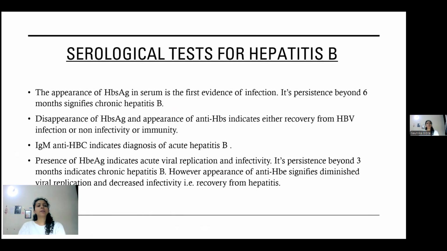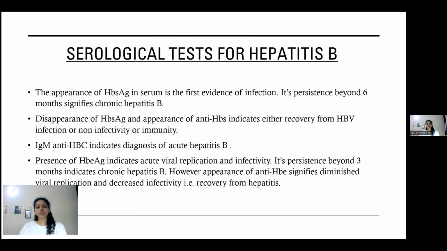Now, viral markers for hepatitis B include: appearance of HBs antigen in serum is the first evidence of infection. Persistence beyond 6 months signifies chronic hepatitis B. The disappearance of HBs antigen and appearance of anti-HBs indicates either recovery from HBV infection, non-infectivity, or immunity. IgM anti-HBc indicates diagnosis of acute hepatitis B.